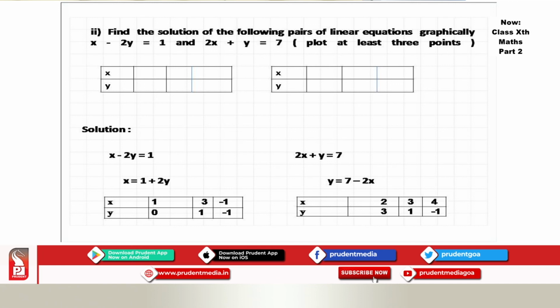Now see here, y has the coefficient, and that too is minus 2. So I have shifted this minus 2y to the right hand side. What I get is x is equal to 1 plus 2y. Now here x has a coefficient, so I am shifting plus 2y to the right hand side. I am getting y is equal to 7, and when I shift this term to the right hand side, what I am getting there is minus 2x.